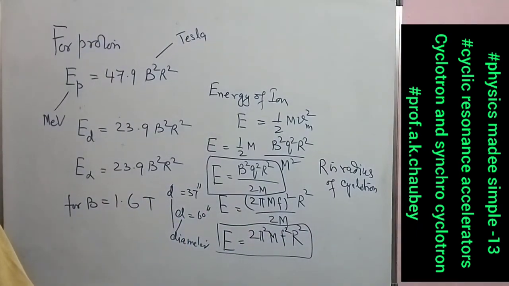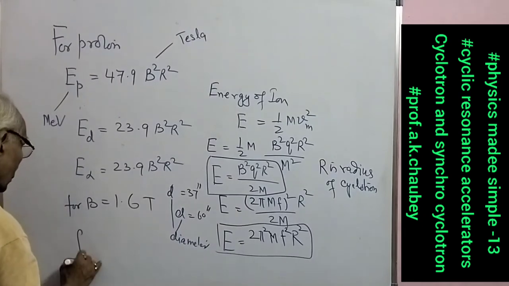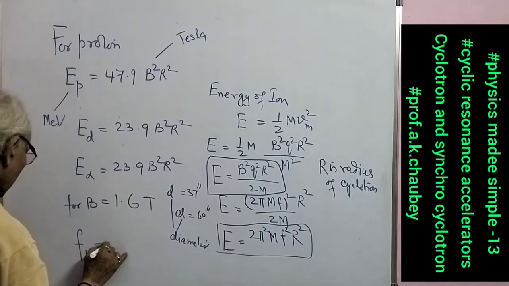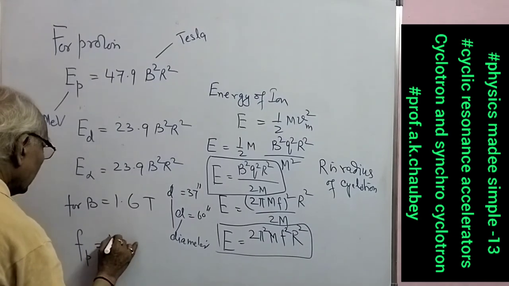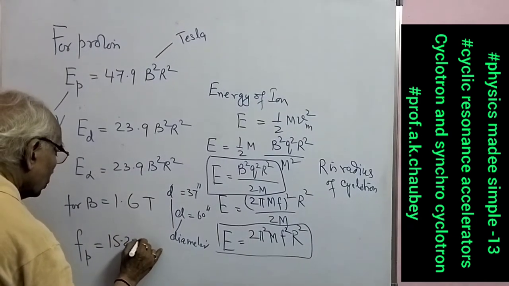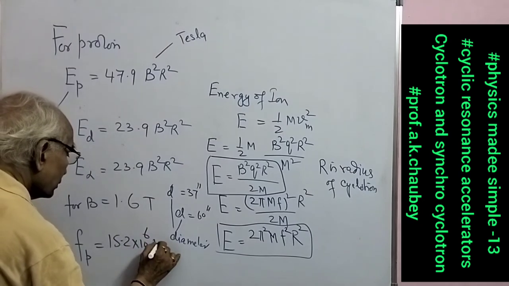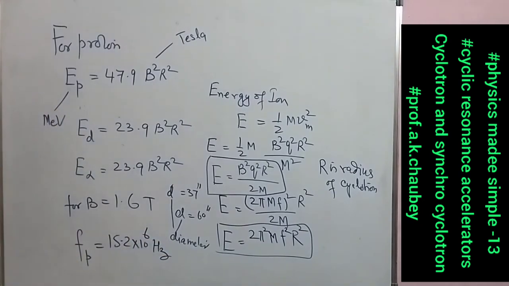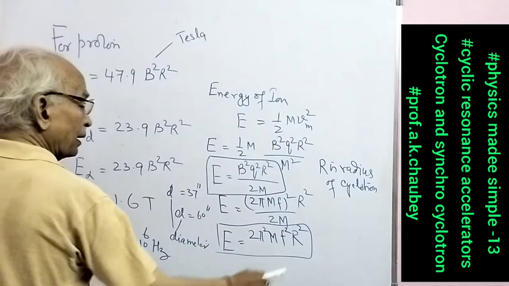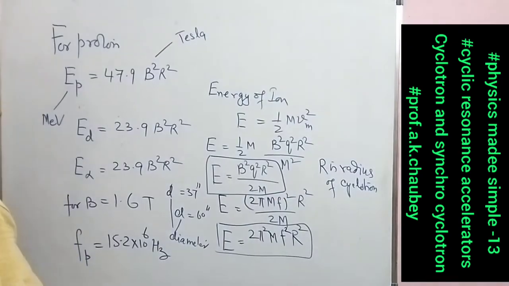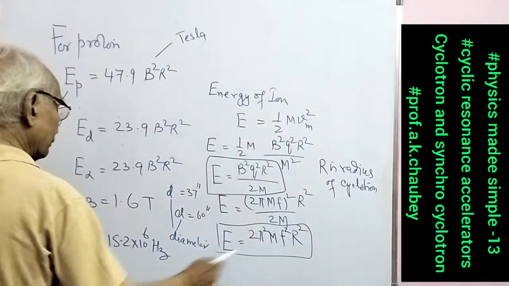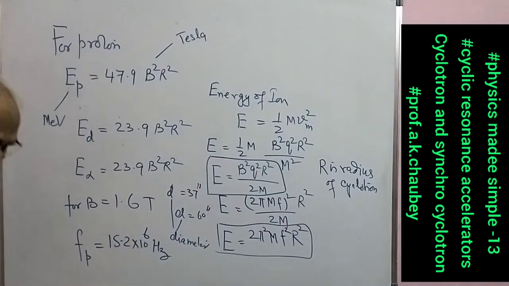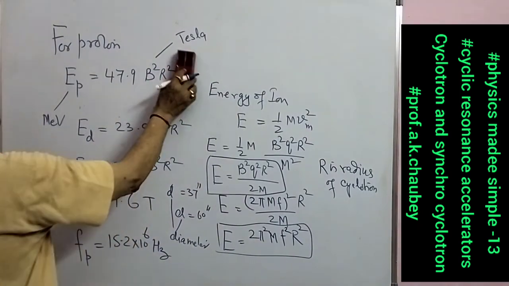We got from the calculations that the frequency for the proton is about 15.2 times 10 to the 6 hertz, meaning megahertz. So it is really RF, it is a frequency. If you put the mass of the proton here, and the R of this 37 inch first machine, and find out F, that F_p is like 15.2 megahertz.